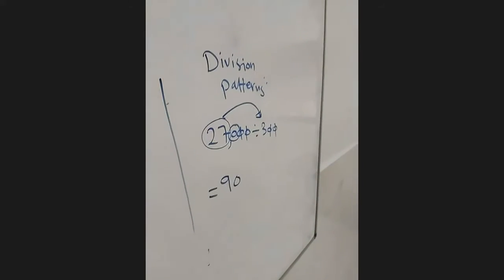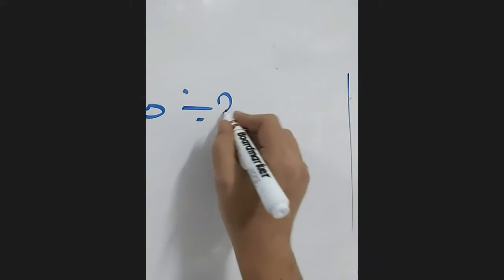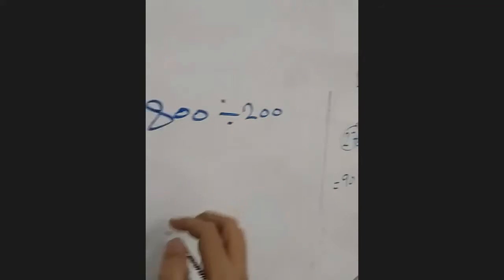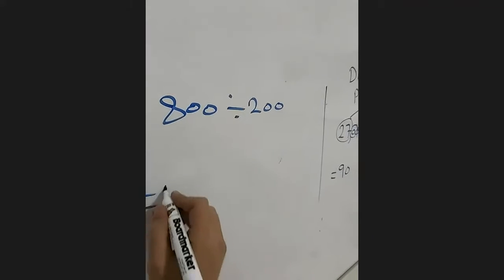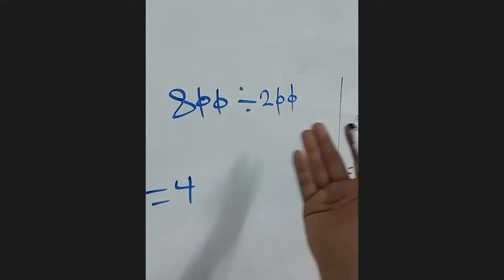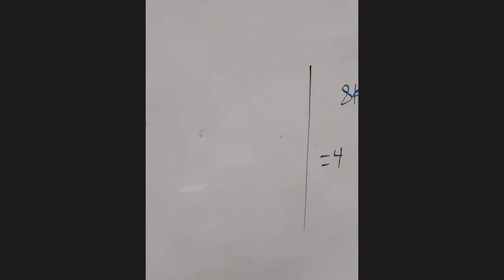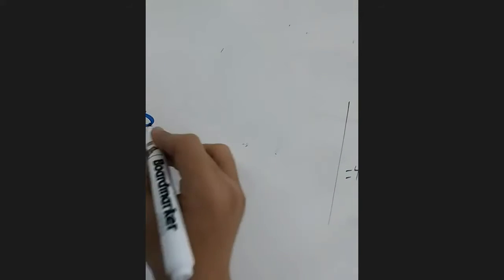We said that before. Another example about division patterns, like, for example, 800 divided by 200. We can divide 8 by 2, which is 4. Then we can cross the two zeros with the two zeros. There are no zeros left, so the answer is only 4. Sometimes we need to take a 0 with the number.